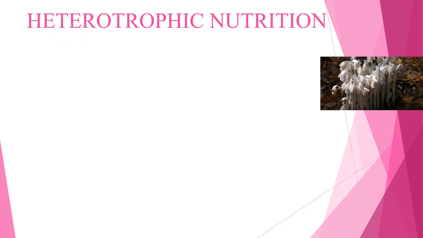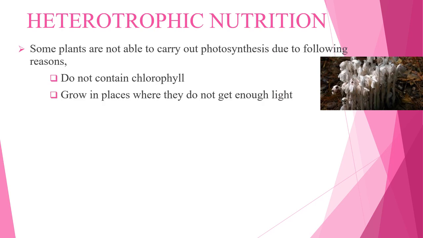Heterotrophic nutrition. Hetero means other, trophy means nutrition. They depend on other organisms for their food. There are some cases when an organism depends on other organisms for its food. First case, some plants can't carry out the photosynthesis process. Why can't they carry out photosynthesis?